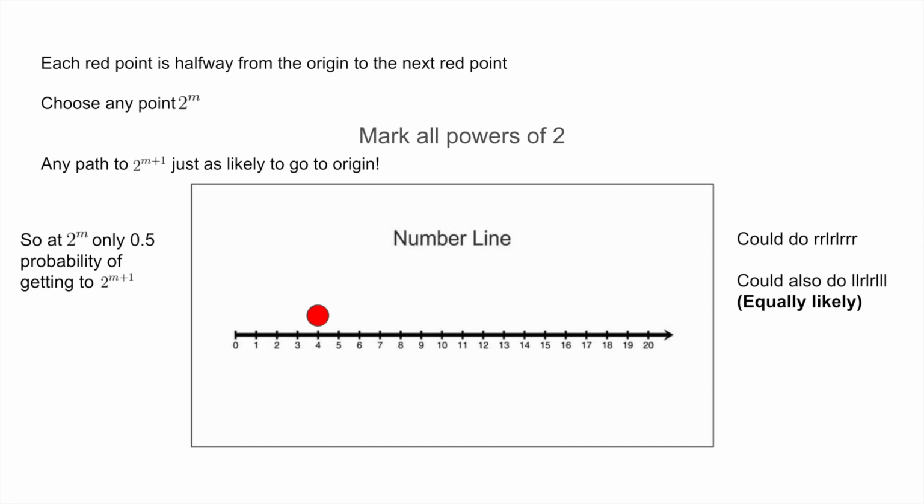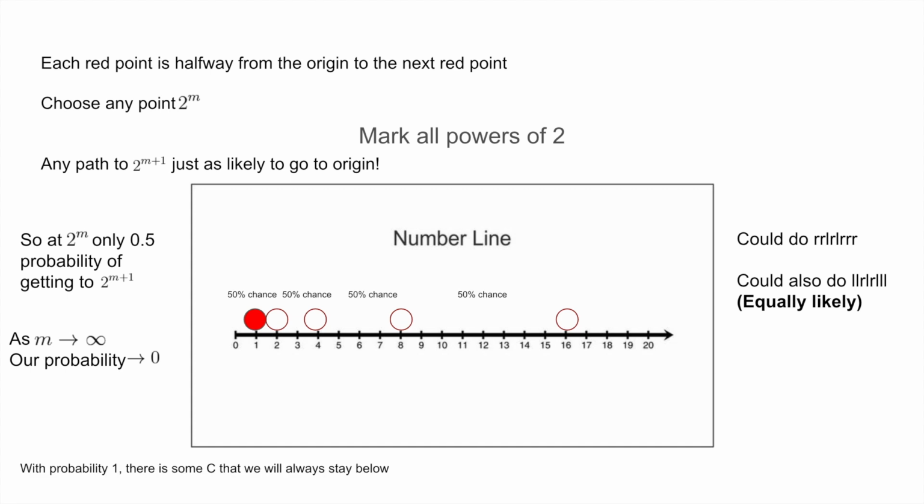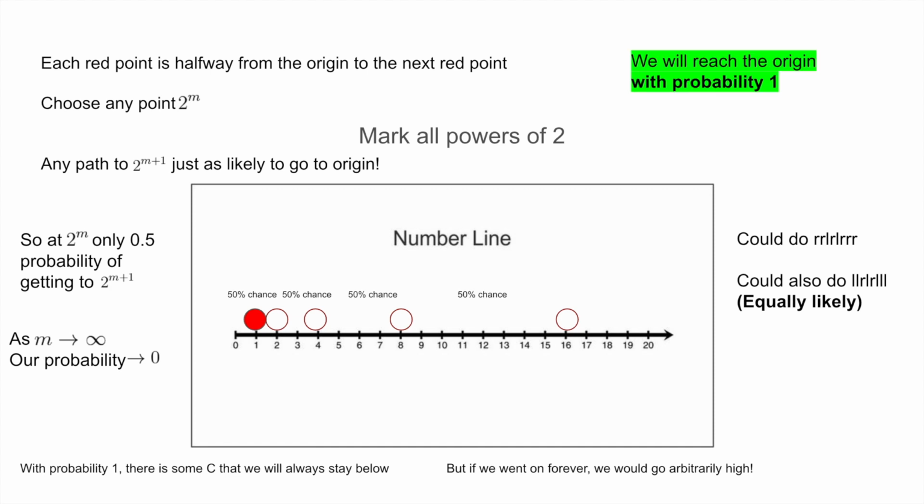So therefore, from our initial point of 1, which is equal to 2 to the power of 0, we have a half chance of making it to the number 2. Then from there, we have a half chance of ever making it to the number 4, a half chance of making it to the number 8, etc. So we see that as we choose an arbitrarily large distance, the probability of us ever reaching there goes to 0, which means that we are guaranteed, with probability 1, to always stay below that point. But we already know that a path that goes on forever with probability 1 will go arbitrarily high. So that means with probability 1, our walk will terminate, which means that we will eventually go back to the origin.